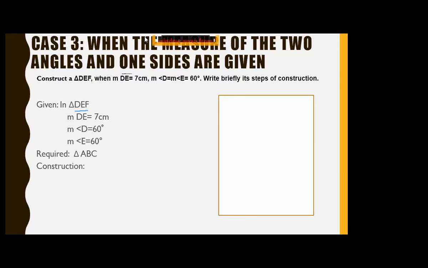Here, what you have to write, there is a mistake. Here you can write D, E, and F, right? That's great. Here you have to mention what is required. Not triangle ABC. You have to write that triangle DEF is required. Excellent.